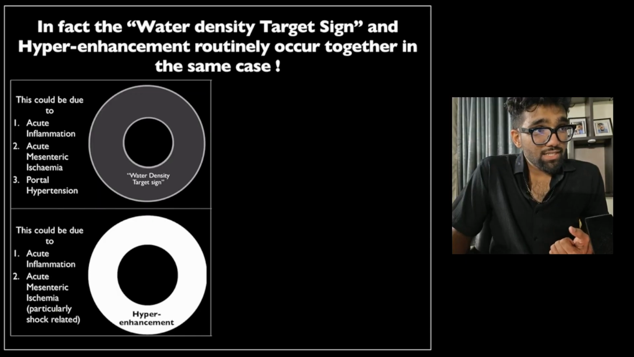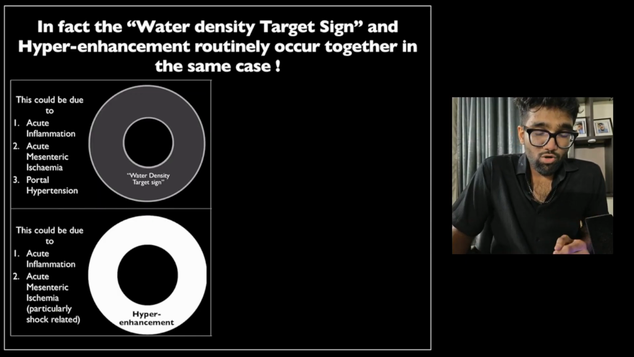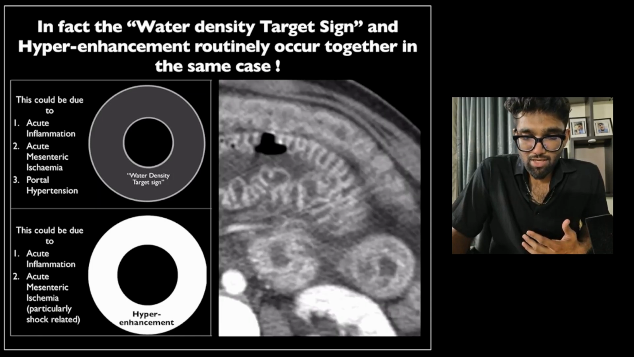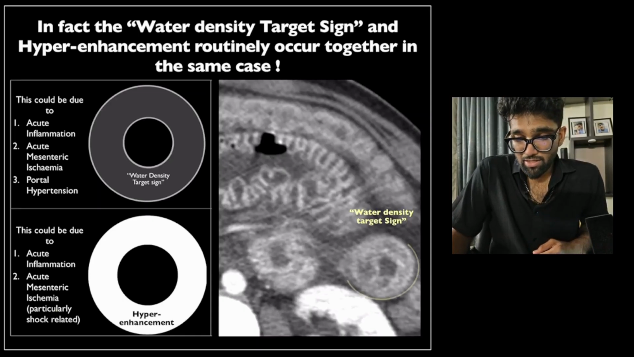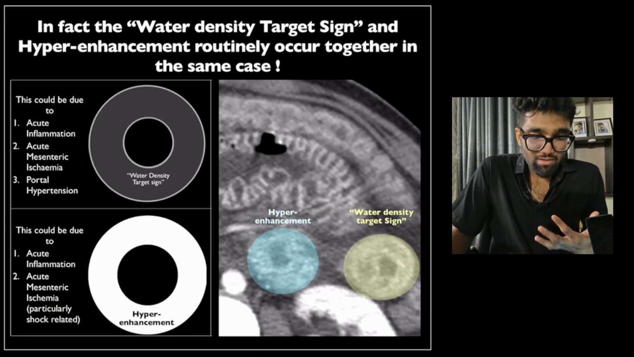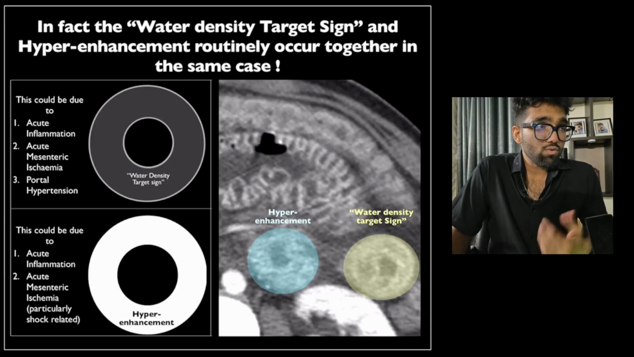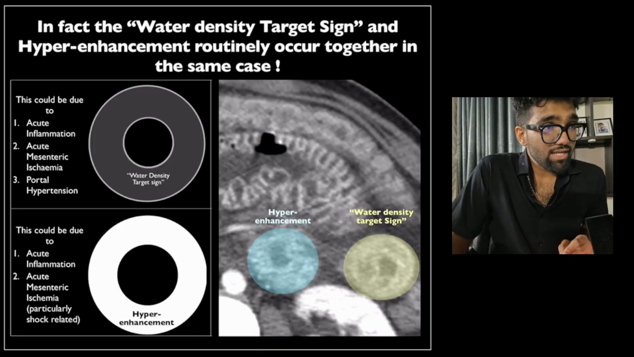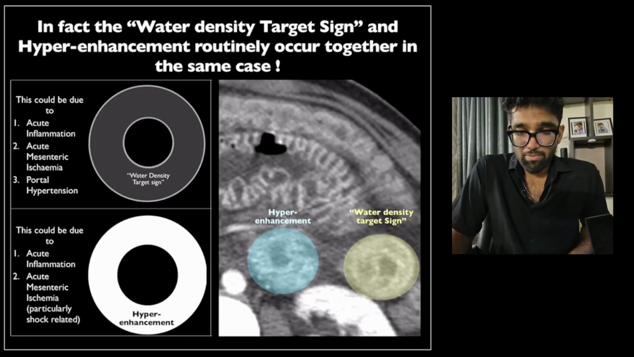Now, another interesting thing is that often the water density target sign and diffuse wall enhancement can occur simultaneously in the same case. So, in this particular case, you have a water density target sign towards the right of the screen, that is in yellow color. And towards the left, you have a hyperenhancing bowel wall, that is blue in color. So they occur in the same case at the same time. Again, both indicate the same thing, that it is acute inflammation or mesenteric ischemia. The water density target sign in isolation could also be due to portal hypertension.